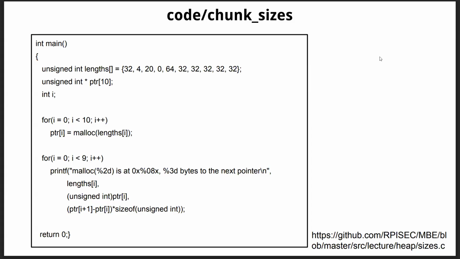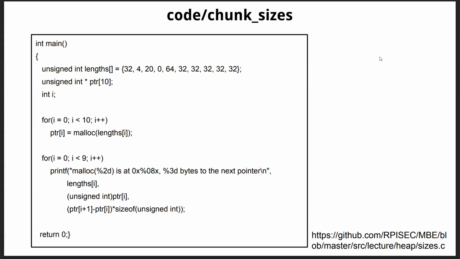This for loop is just doing the malloc. Then we go to another for loop 10 times, and we're going to print out things. We print out 3 different things here: malloc something at this address, this byte, and how many bytes to the next pointer.